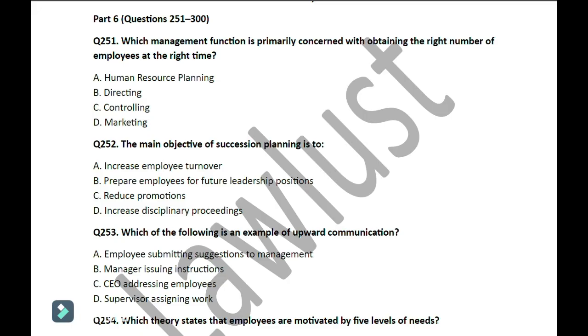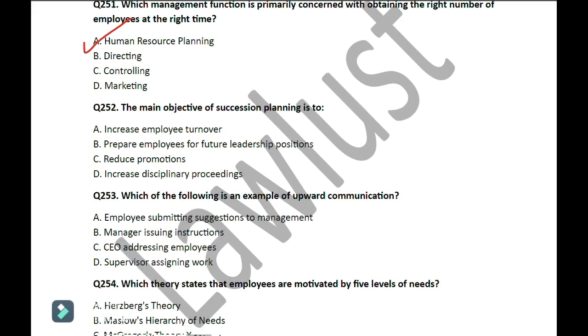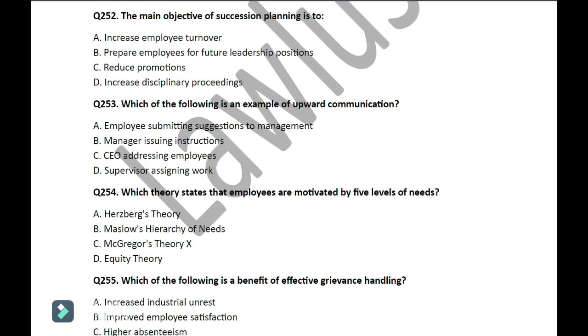Which management function is primarily concerned with obtaining the right number of employees at the right time? So here the correct answer is human resource planning. Move on to the next question, question number 252. The main objective of succession planning is to prepare employees for future leadership positions.